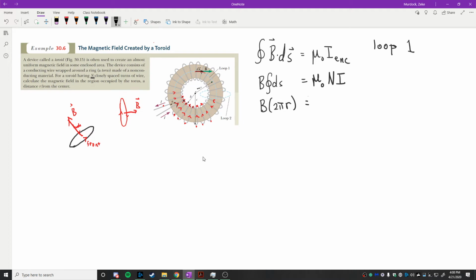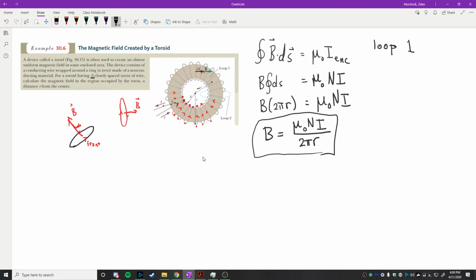So we end up getting that the magnetic field in this case is going to be equal to mu naught times the number of turns times I divided by 2 pi times r. It's a pretty simple derivation for what would otherwise be kind of a complicated thing to use the Biot-Savart law for.